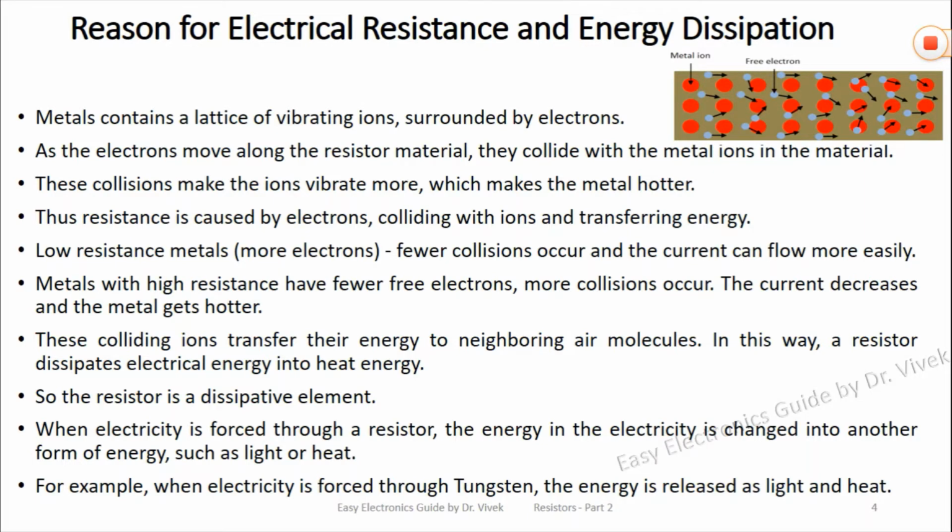In low resistance material, the number of collisions will be less, so it can offer easy current flow. Also, the wastage of electric energy as heat will be less. But in high resistance materials, there are fewer free electrons for the flow and they have to face more collisions. So the current flow is less and more heat will be produced. This heat will be transferred to nearby air molecules. In this way, the resistor dissipates heat energy. For example, consider the case of a high resistance material, tungsten. It dissipates energy as heat and light when electricity is passed through it.